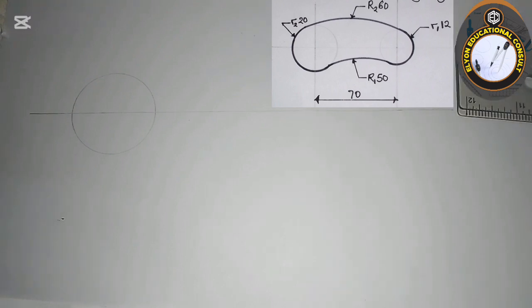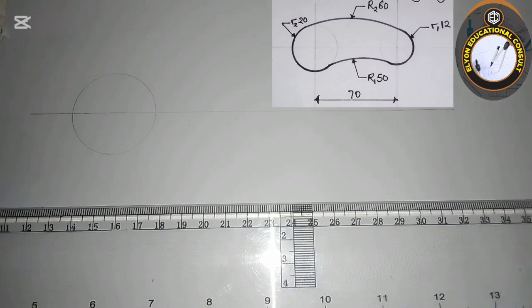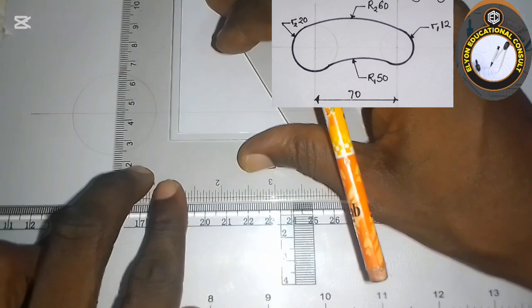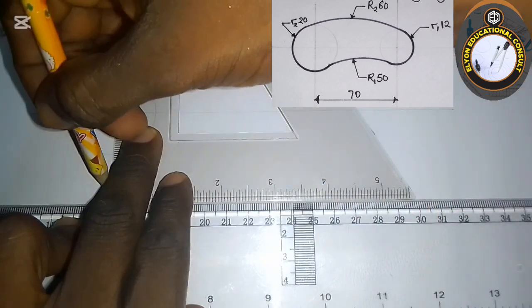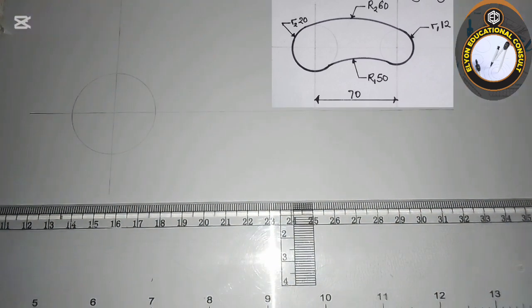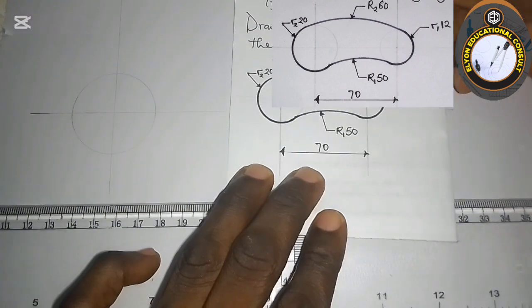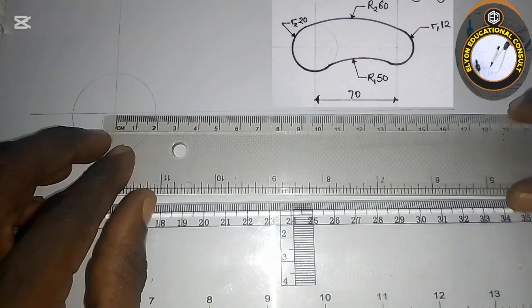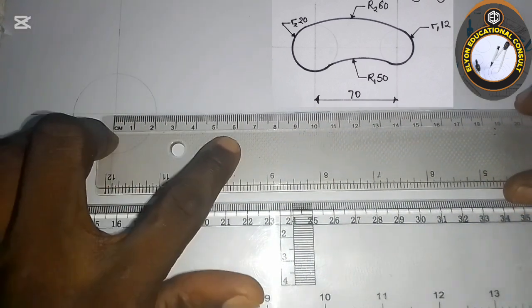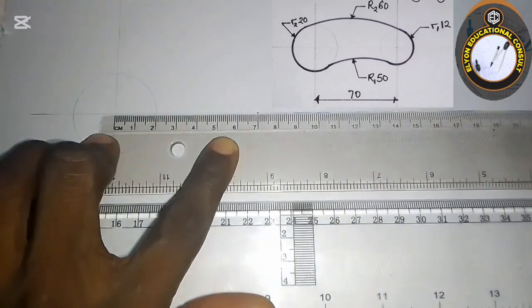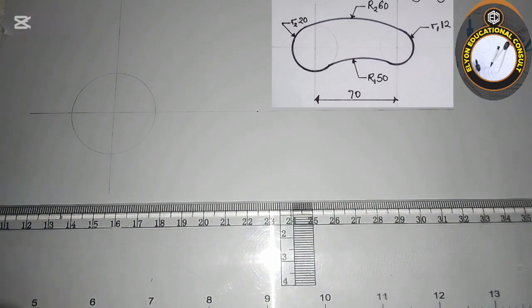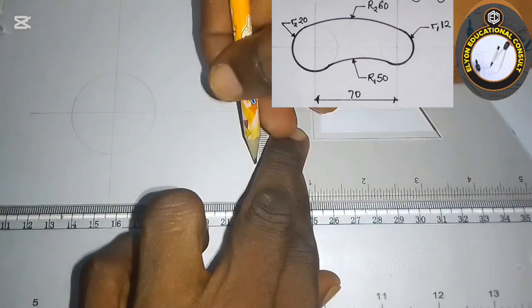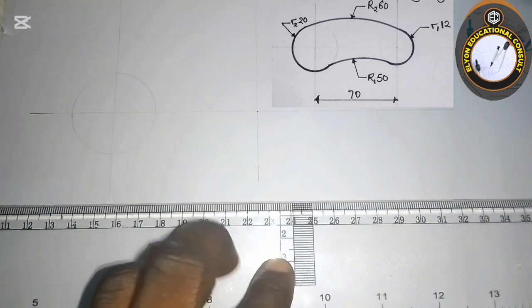The next thing I'm going to do is draw a vertical this way. We are told that the circle centers are 70 mm apart. So I'm going to measure 70 this way. So that is 70. Then I'll place that here. Then I'm going to have this drawn. So we have that.